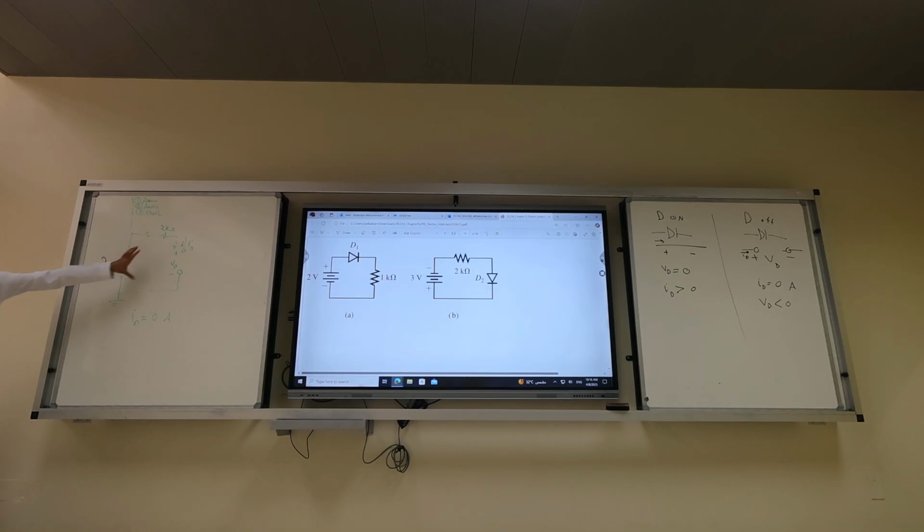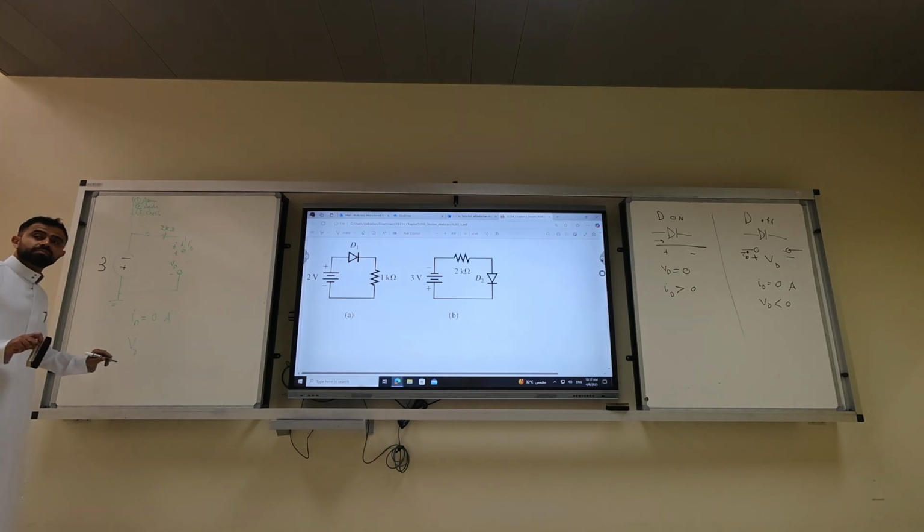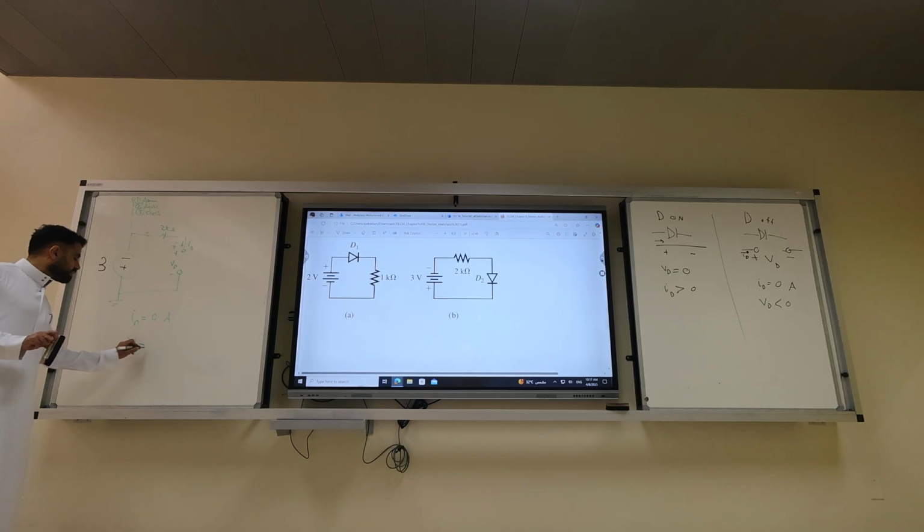What's the voltage drop across this circuit? This is V open circuit. What's the voltage? Not 3. Polarity. Plus, minus, plus, minus. Negative 3. Come to my office hours, okay? You have to come. So what's VD? Minus 3. Okay? Check the condition.